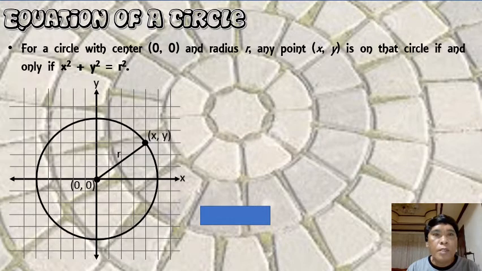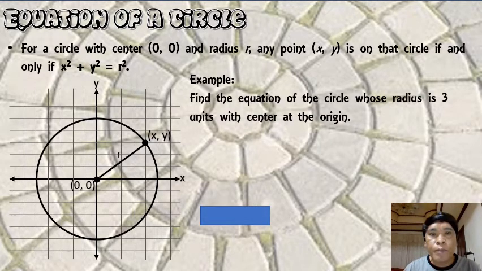For a circle with center at the origin and the endpoint of the radius r is any point on the plane, if and only if x squared plus y squared is equal to r squared. So this is the equation of a circle when the center is at the origin.